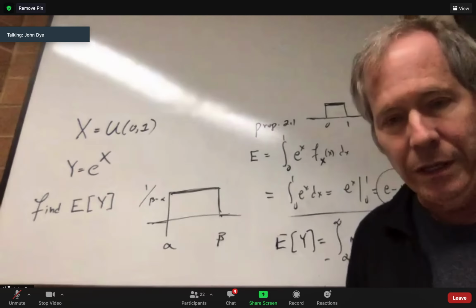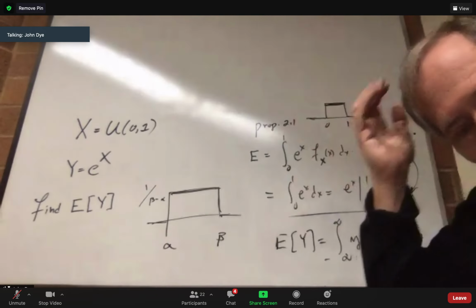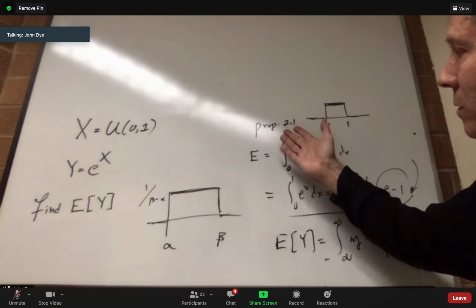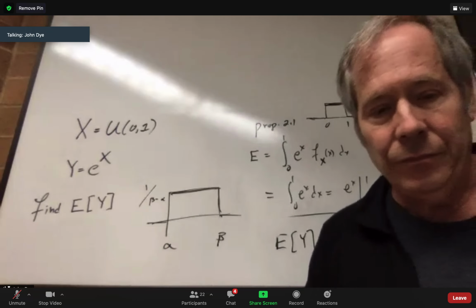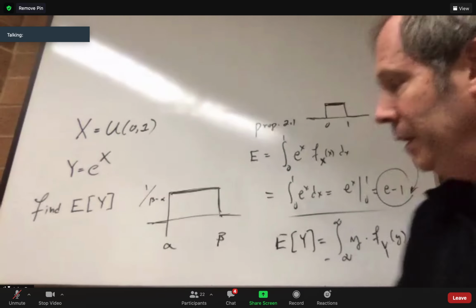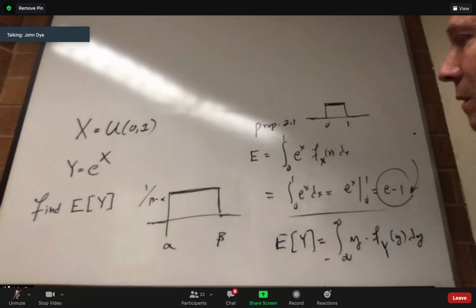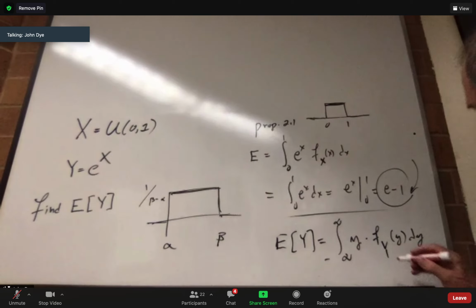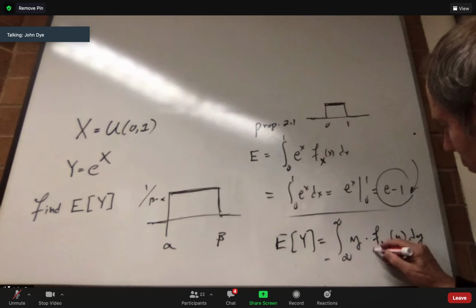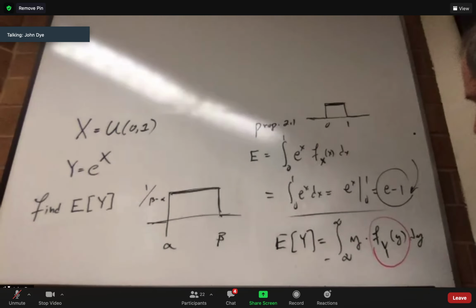And I'll try it again. Okay. So they're saying this example comes before Prop 2.1. And what was the technique? Well, maybe I should tell you that if you're doing it by definition, what you need is this creature right here.